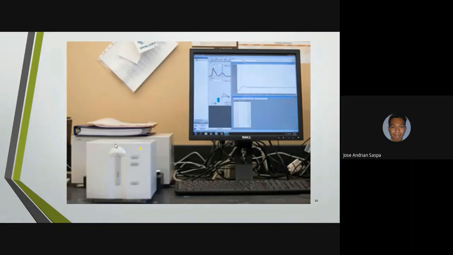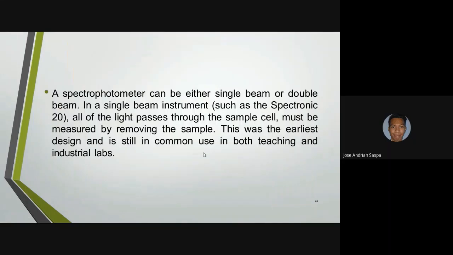So we have here a picture showing the actual setup of our UV-vis spectroscopy. This is the UV-vis spectroscopy instrument, and then connected to our PC, to the computer, to analyze the data we want to gather.